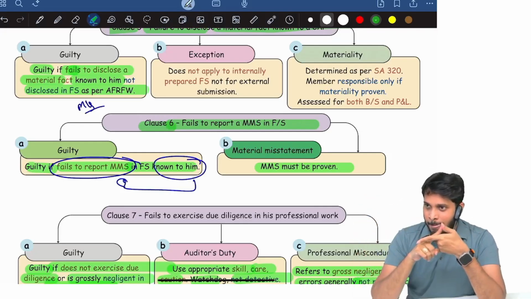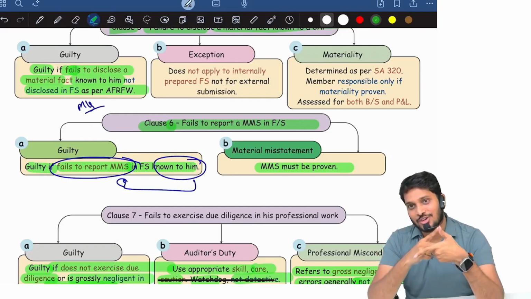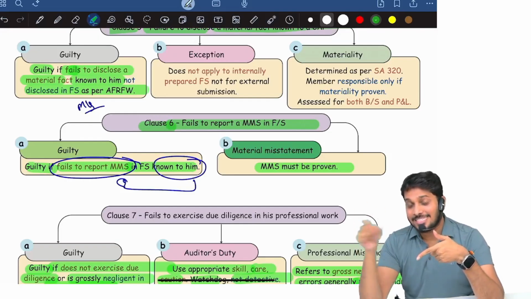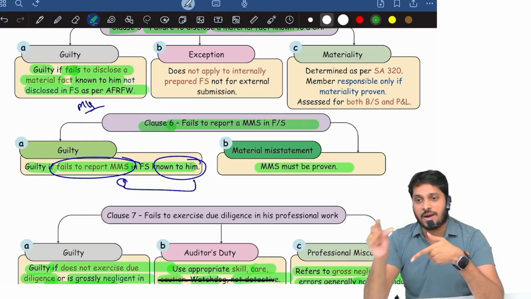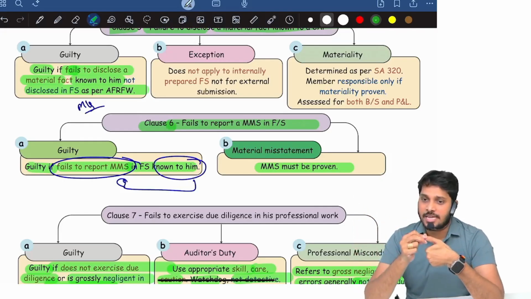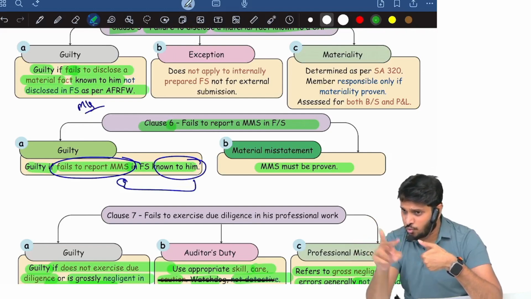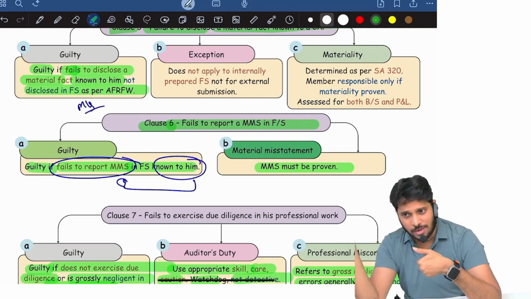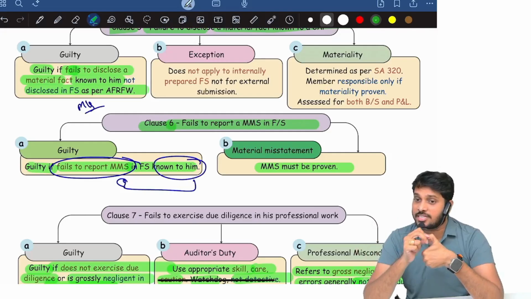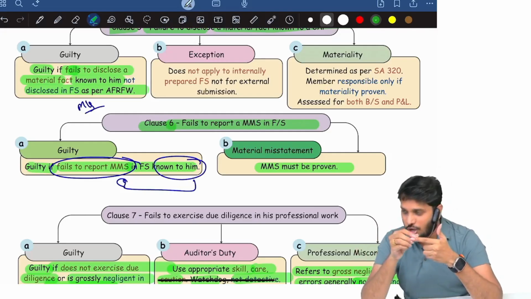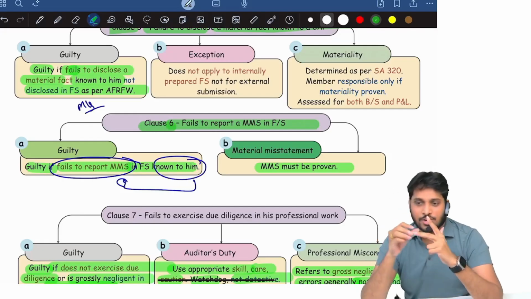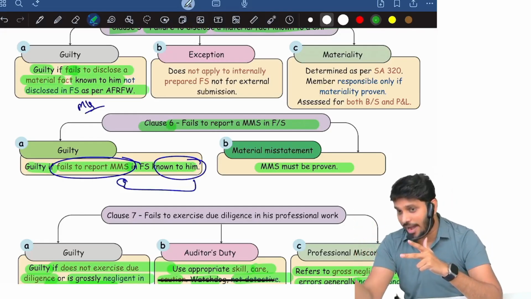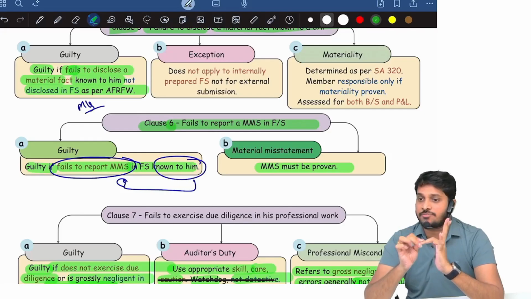First clause, CA Act, general non-compliance. Clause number 1, part number 2, schedule number 2: if a CA in practice or member in service, whoever it is, because part number 2 is applicable for all members, if they fail to comply with the CA Act and regulations made thereunder, they are guilty. Clause number 2, confidentiality for members in service. Then clause number 3, false information to ICAI. Clause number 4, defalcation of money received from the client.